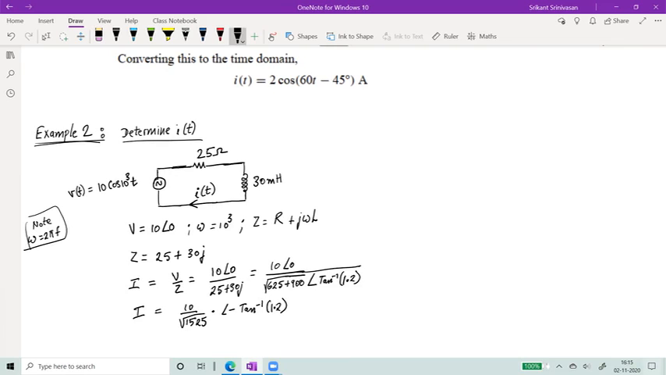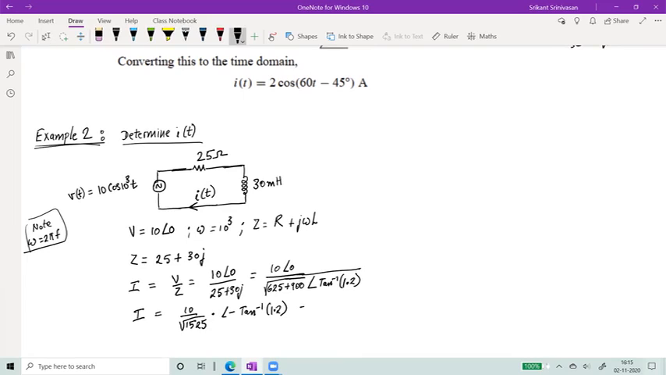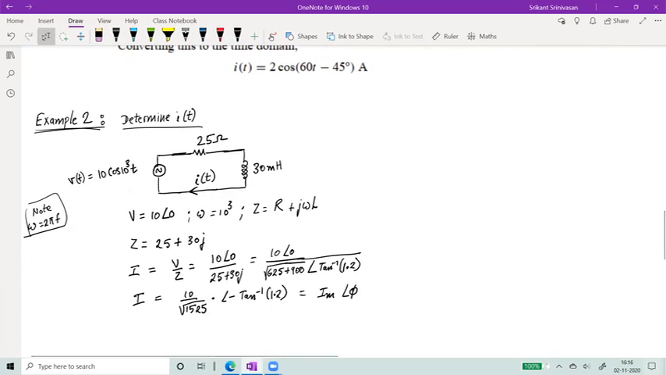This is the current. If I want the current in the time domain, then what would I say? Let me say this is equal to some magnitude Im and angle phi. That means the current i of t is equal to what? Im, the magnitude, into cosine of 10 cube t plus phi. Okay, and what is phi? Where phi is minus tan inverse.